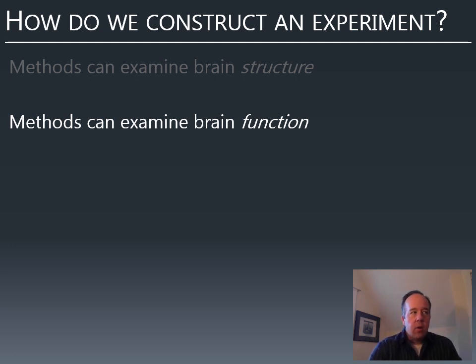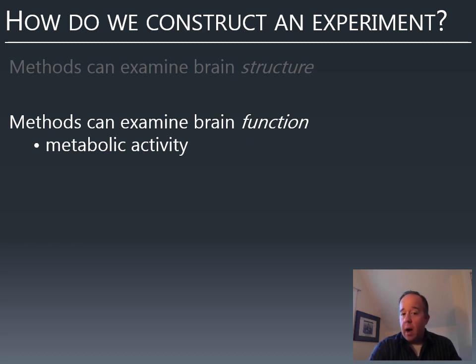So a method can look at which neurons are active. It may not be very sensitive to what the structure of the brain is there, but it can tell whether those neurons, whichever ones they happen to be, are active or not. And brain function, that is active neurons, can be detected in a number of ways.